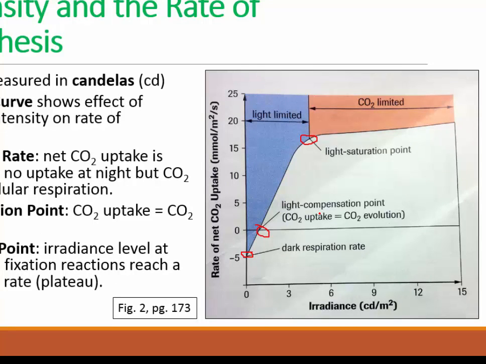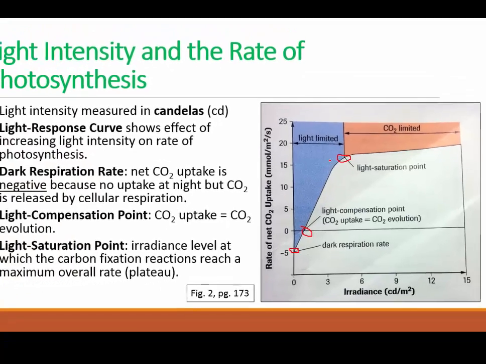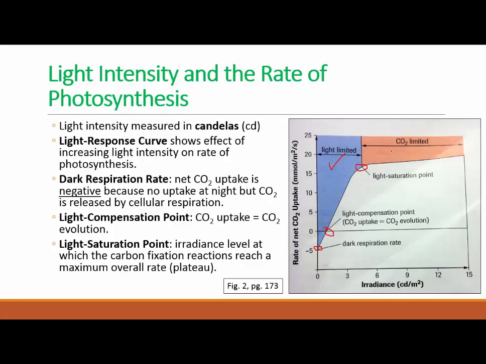This is the irradiance level or the light intensity level at which the carbon fixation reactions, the Calvin cycle reactions, reach a maximum rate, or where that becomes the limiting factor. And we're going to talk about this light limited area or phase and the CO2 limited area as well. But basically what we see is that as the irradiance increases, the rate of photosynthesis is increasing here as measured by CO2 uptake up to a point which is called the light saturation point, and then it plateaus off.